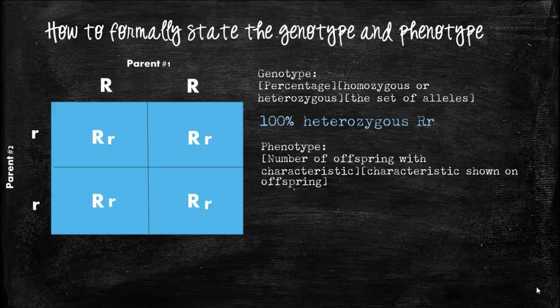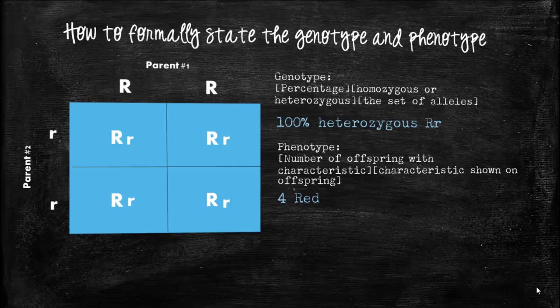For the phenotype, you list a number of offspring that have the specific trait. Then beside that, you list the characteristic for which genotype is represented. Heterozygous Rr stands for red. Therefore, the phenotype is for red. I will go over another example with you. This time it will be in the form of a word problem.